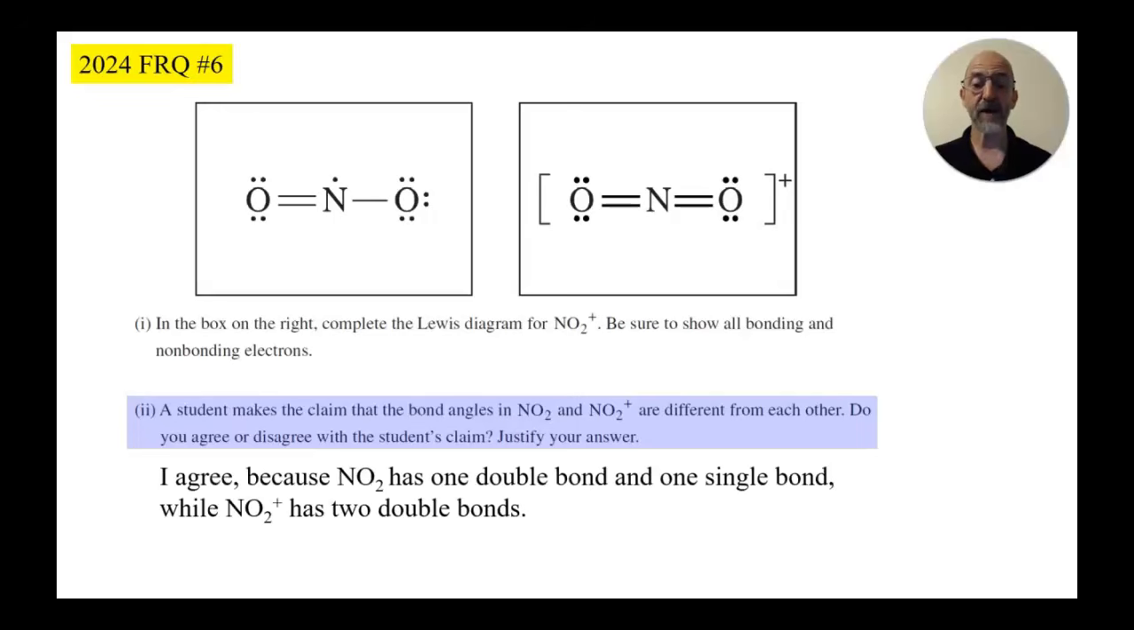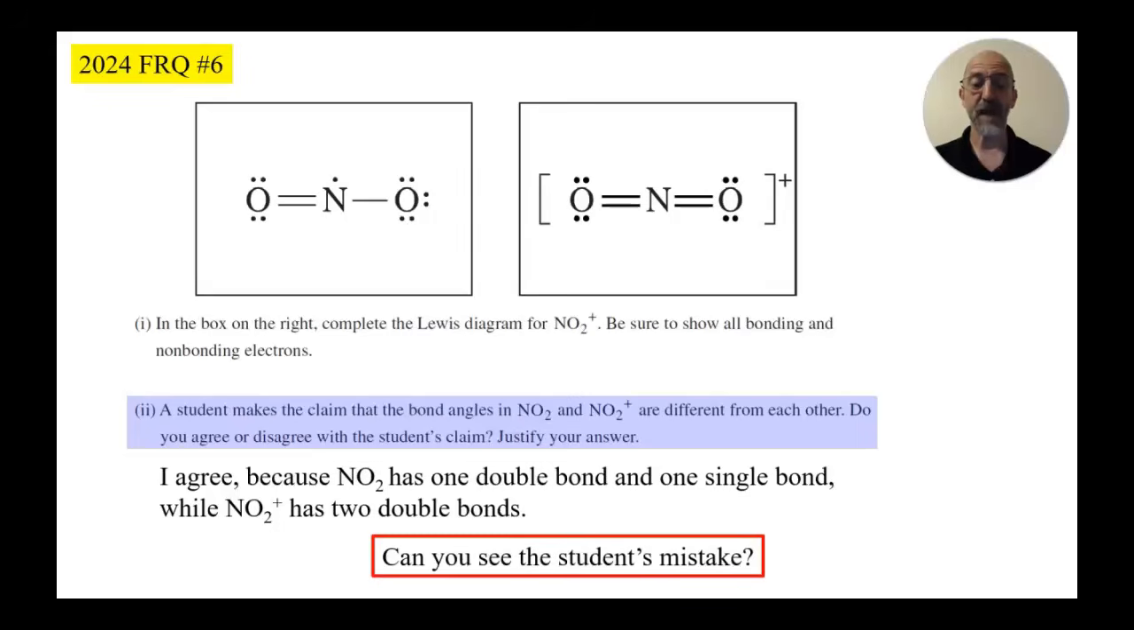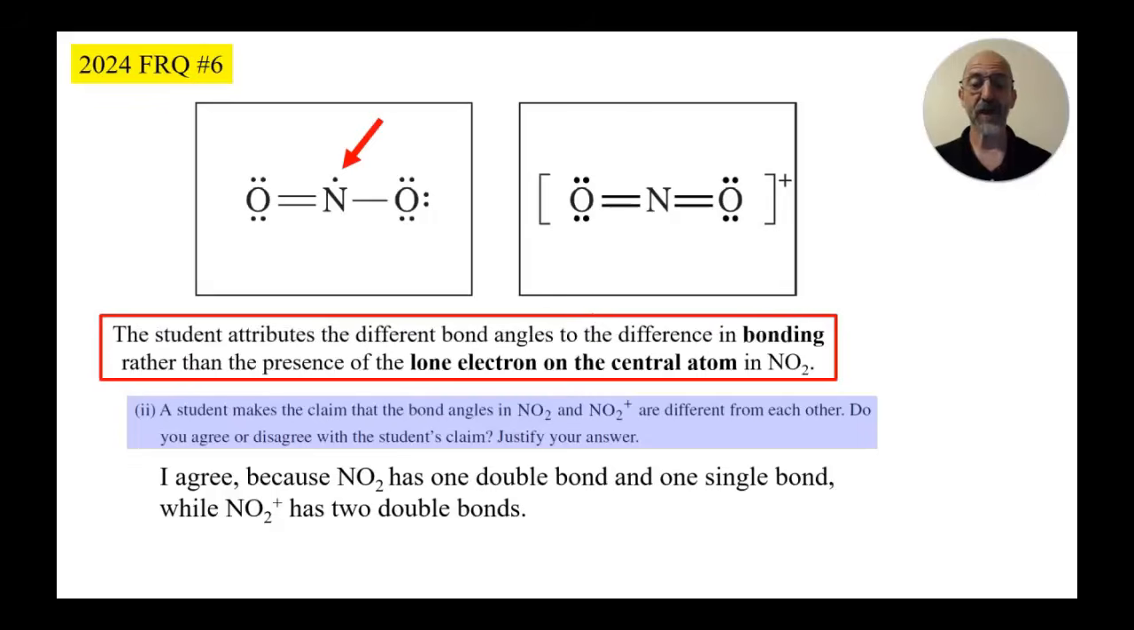The student said, I agree, as in the bond angles are different, because NO2 has one double bond and one single bond, which is on the left, whereas NO2 plus has two double bonds. Again, that's a true statement, but it's not the correct justification for the different bond angles. So look at the dot. Even though it's not a lone pair of electrons, it is still an electron domain on that central atom.